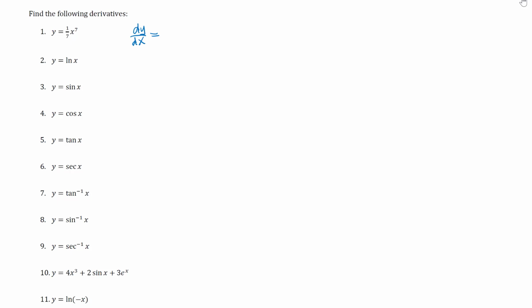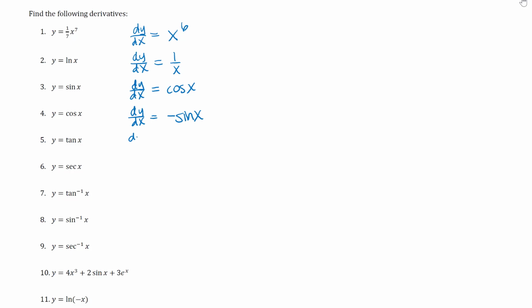All right, so for the first one, y equals 1/7 x to the 7. That's a really easy one. We just bring down the exponent, so 7 times 1/7 will just be 1, and then x to the 6th. All right, the next one, that's just a basic one we're supposed to know. Derivative of ln of x is 1 over x. Derivative of the sine function is cosine. Derivative of the cosine function is negative sine.